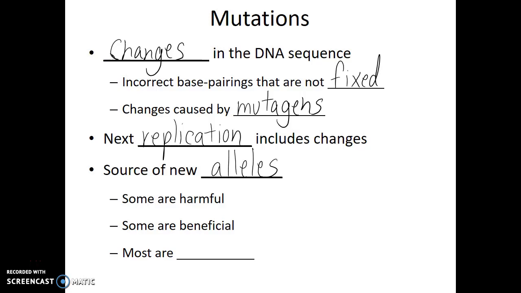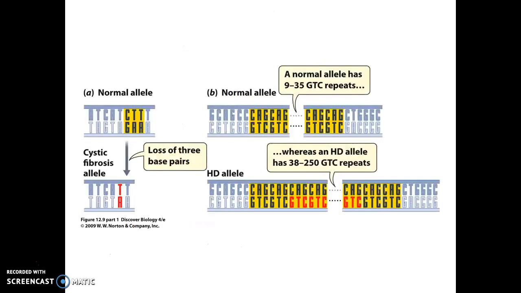But it turns out that most of these mutations are actually neutral, meaning they aren't specifically harmful, nor are they particularly beneficial. What I'd like to do is show you a few examples of human genetic diseases or disorders that are caused by changes in DNA sequence. One example is the gene that causes cystic fibrosis.